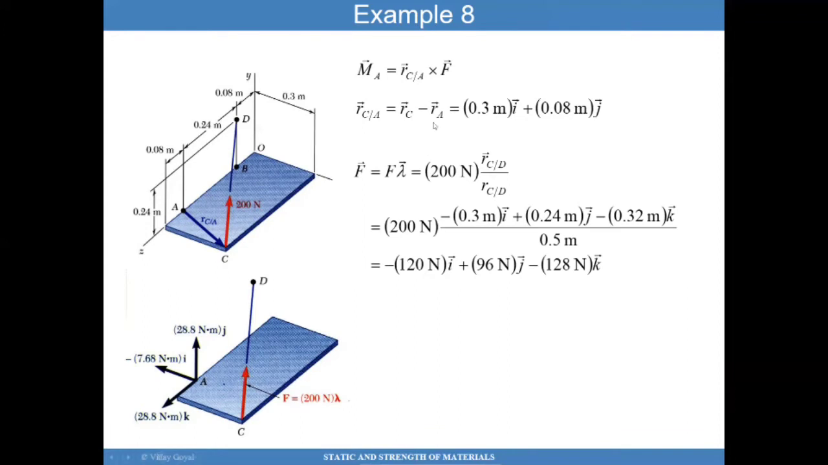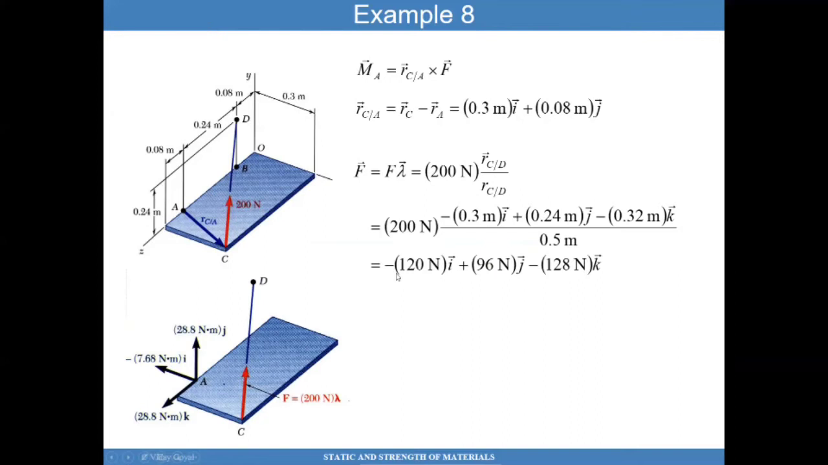Next, I will figure out the position vector that goes from C to D, but it needs to be a unit vector from C to D. So what I want to do is calculate the coordinates of this point and the coordinates of this point. Once I have that, I can form a position vector that goes from C to D and divide it by the distance from C to D. Once I have that unit vector, I can multiply by the magnitude of the tension on that cable, which is 200 newtons.